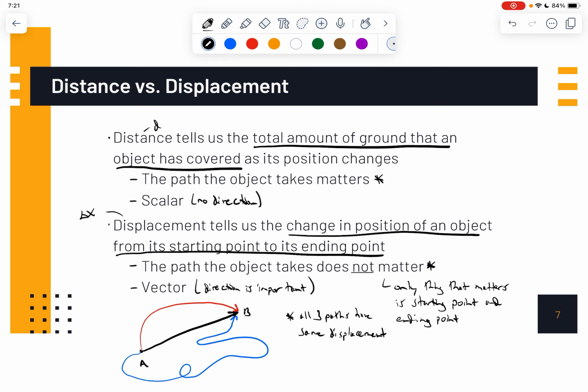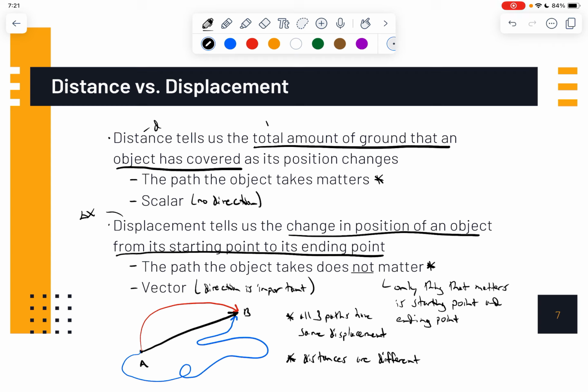Our distance traveled, though, is going to be different. Distances are going to be different, whether we take the black route, the red route, or the blue route. The one that has the shortest distance is just going to be a straight line, A to B, along that black line. And looking here, our pathway in blue is going to be the one that takes us the greatest amount of distance.